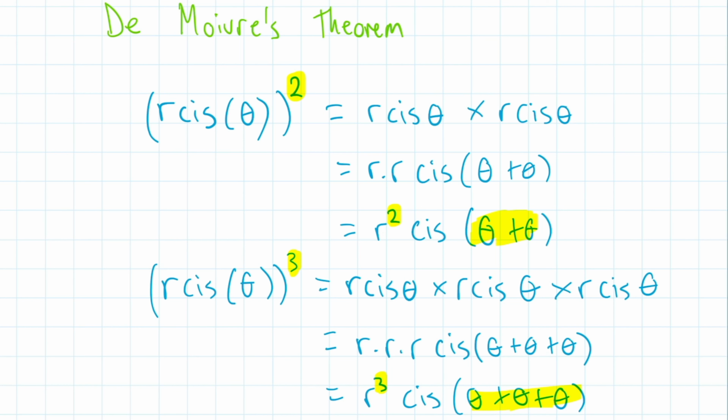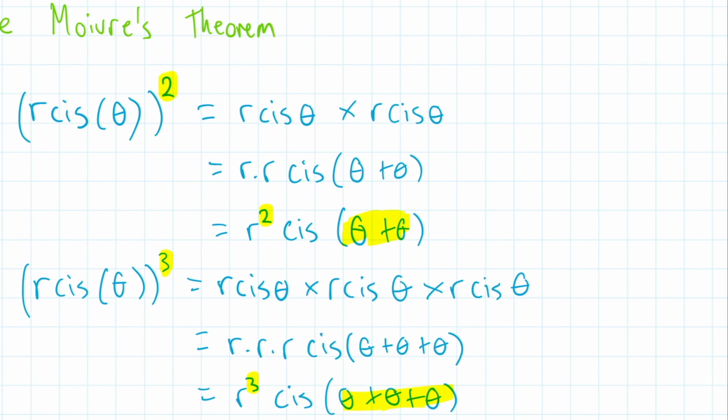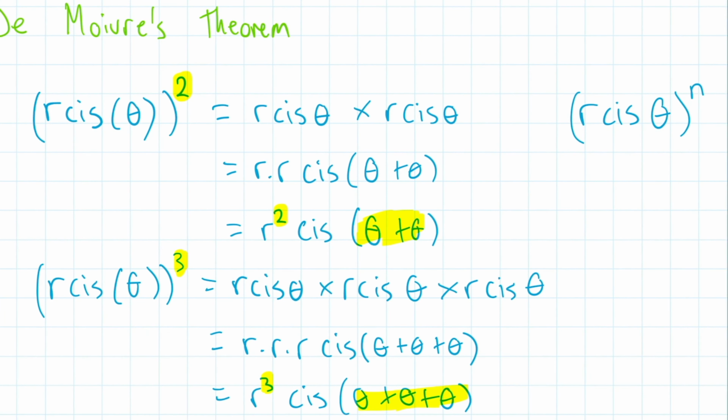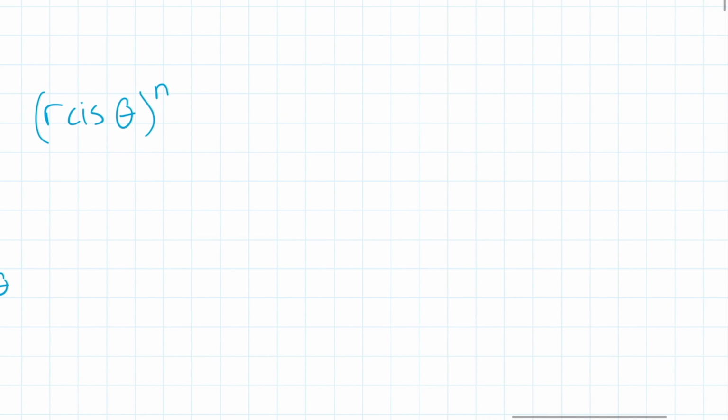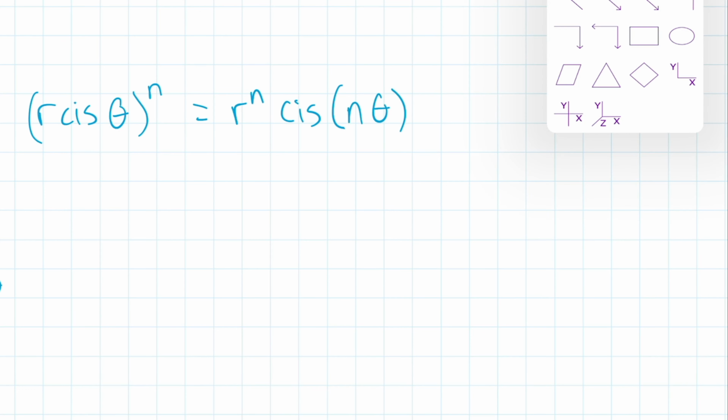Now, upon further exploration, if I come to the side so I have a little bit more room, if I look at r cis theta to the power of n, where n stands for any number or any indice, I can wind up with De Moivre's theorem. So r cis theta to the power of n is going to be equal to r to the power of n, cis, and then I have n lots of theta, or n theta. This is De Moivre's theorem here. I'm going to put this in a nice little red box.